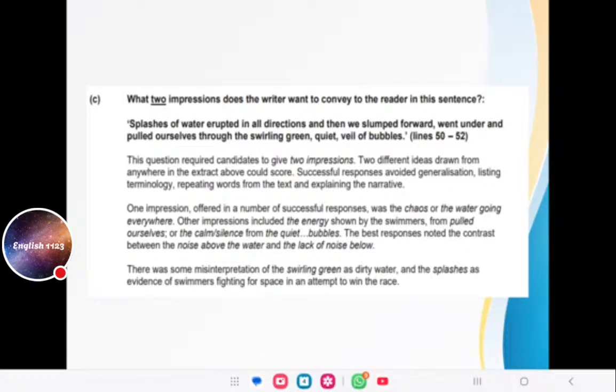There was some misinterpretation of the swirling green as dirty water and the splashes as evidence of swimmers fighting for space in an attempt to win the race. So definitely that is not the impression that the writer is trying to give. That's why you cannot get marks for that.